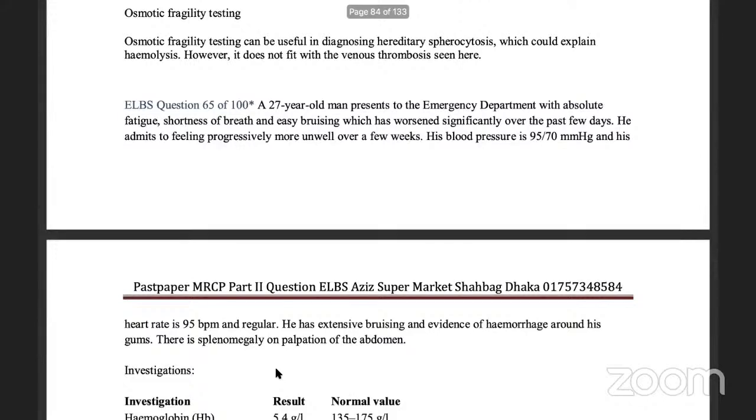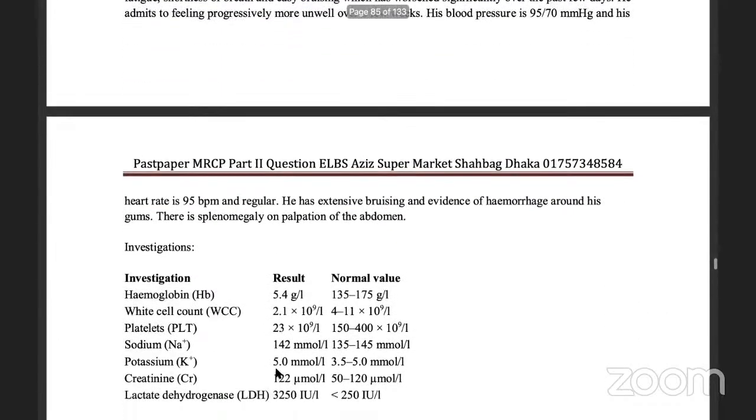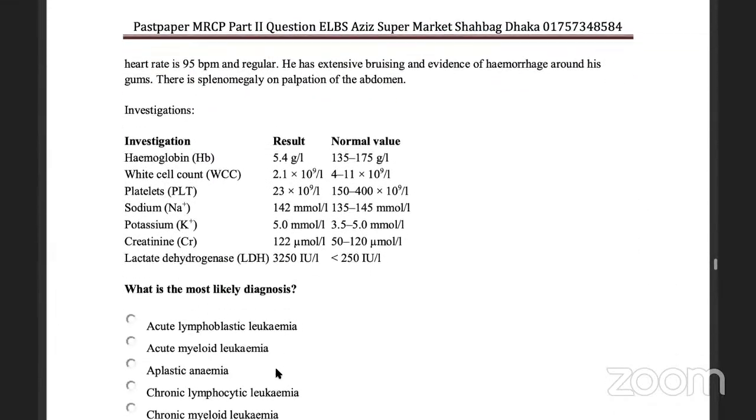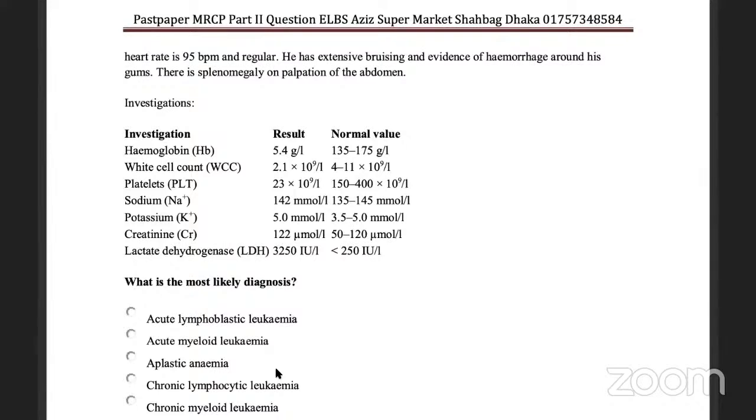A 24-year-old man presents to the ED with absolute fatigue, shortness of breath, and easy bruising, which has worsened significantly over the past few days. He admits to feeling progressively more unwell over a few weeks. Blood pressure 95/70, heart rate 95 regular. He has extensive bruising, evidence of hemorrhage around his gums, and splenomegaly palpable on the abdomen. He has pancytopenic features and raised LDH. So: acute myeloblastic leukemia AML, aplastic anemia, lymphoblastic leukemia, CML.